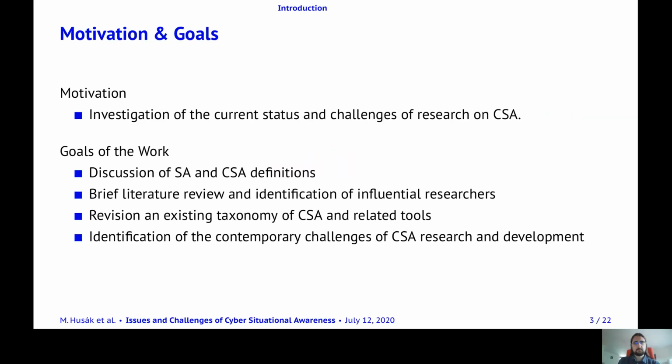The motivation for our work is the investigation of the current status and challenges of research on cyber situational awareness. Goals of our work were to discuss the definitions of situational awareness and cyber situational awareness, reviewing literature, identifying influential researchers and fundamental works, revising an existing taxonomy of CSA, and identifying the challenges for future work.